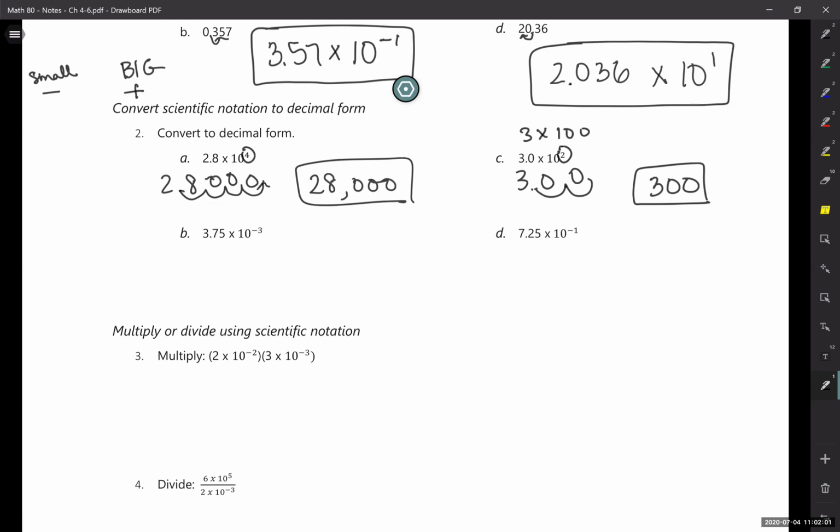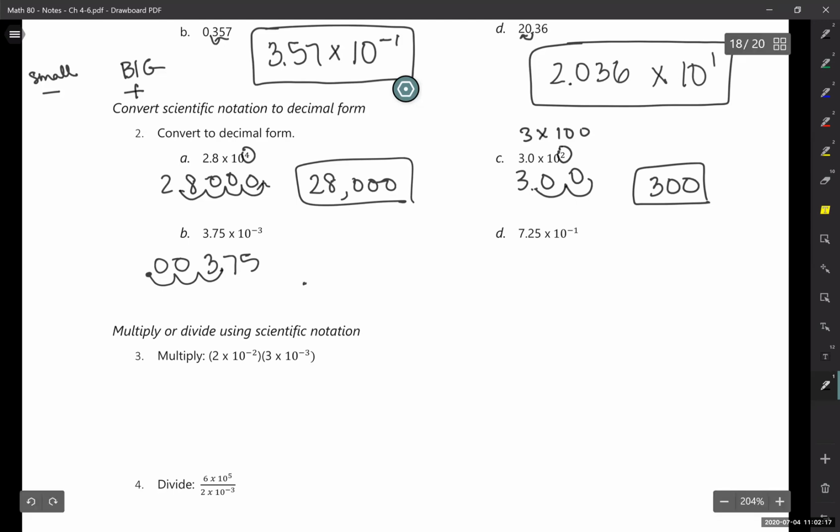All right, for part B and D, you'll notice we have negative exponents. So this 3.75 is going to get even smaller. So I move the decimal to make a small number, 1, 2, 3 places. So that decimal ends up in front.